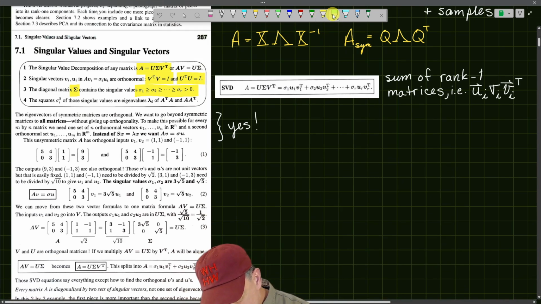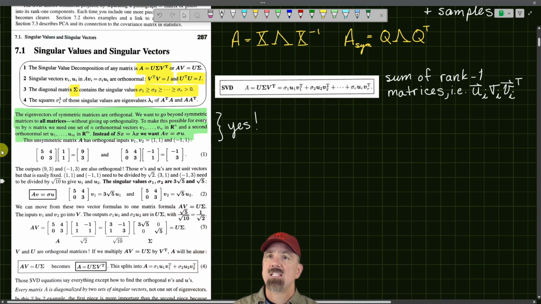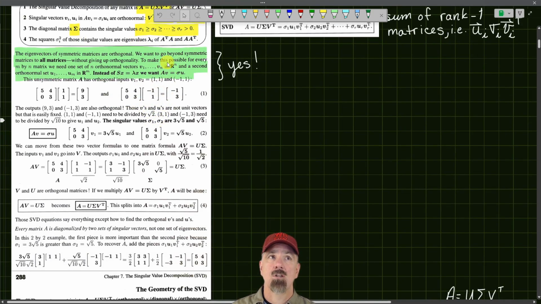One really important piece to consider is this entire paragraph right here. In this paragraph, Strang really lets us in on what we're doing. He says, we want to go beyond symmetric matrices to all matrices. We want the power of symmetric matrices, but we want to apply it to all matrices. And we want to maintain that orthogonality. So the way we're going to do that is, instead of considering eigenvalues and eigenvectors like we see here, we're going to consider left and right singular vectors and singular values. And we'll talk exactly through how that works.